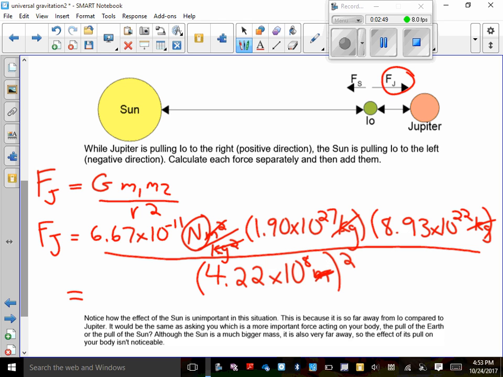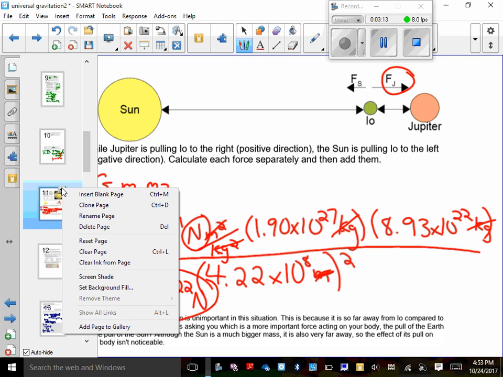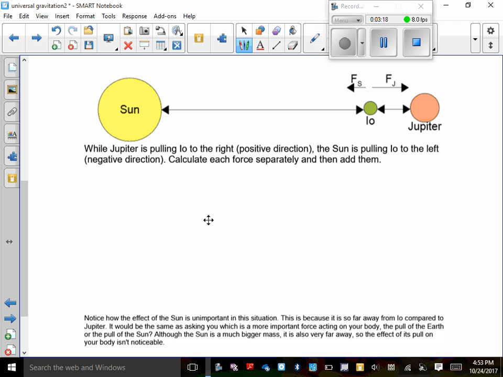Okay, when I did this whole thing out, I got 6.35 and some change times 10 to the 22 newtons. Okay, I'm just about to erase this, so make sure you've copied that down or that you press pause. If I can figure out how to erase it. There we go. Okay, and now I'm going to do the force from the Sun.